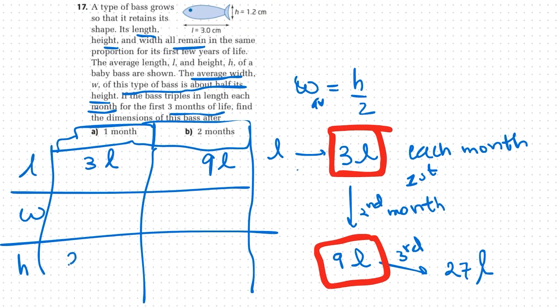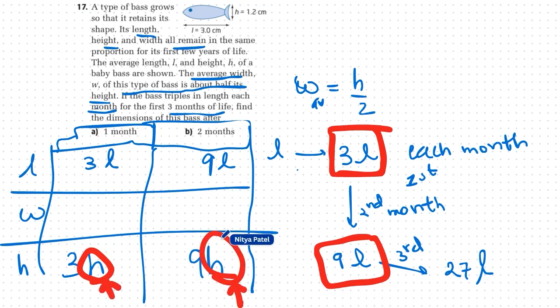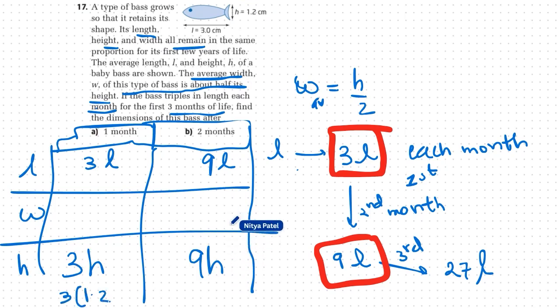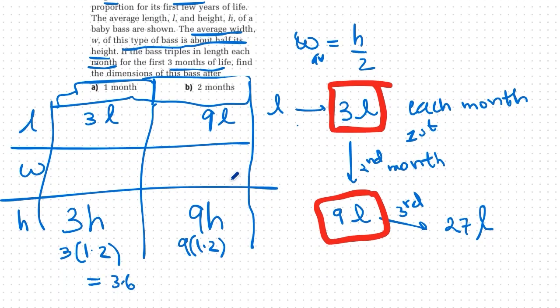So height becomes 3 times height after first month. After second month, it will be 9 height. But in the diagram, it says 1.2. Yeah, the H value you have to plug in as 1.2. So 3 times 1.2, 9 times 1.2, like that. In brackets? Yeah, 3 into 1.2. So that would be its height. After 1 month, it will be 3.6. 9 times 1.2 is 10.8.